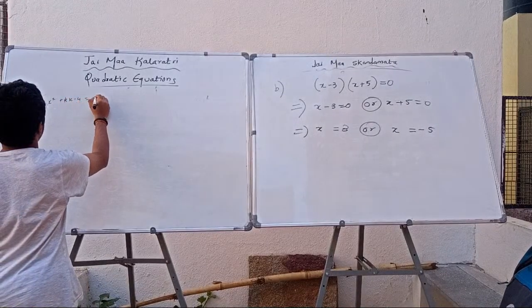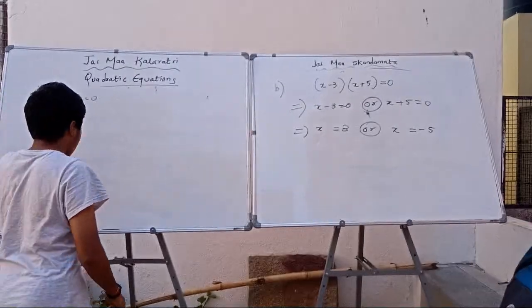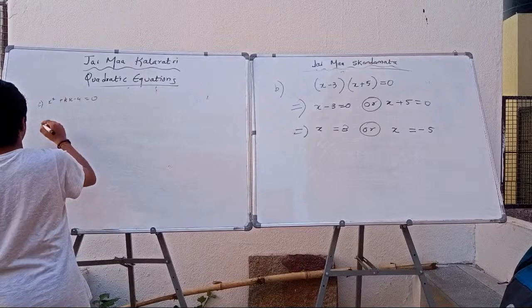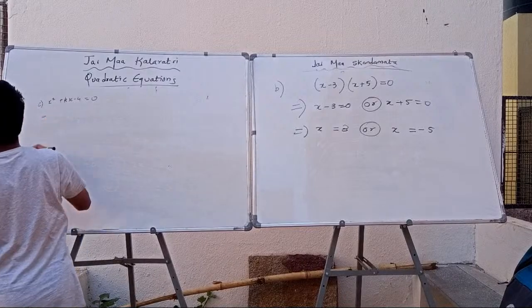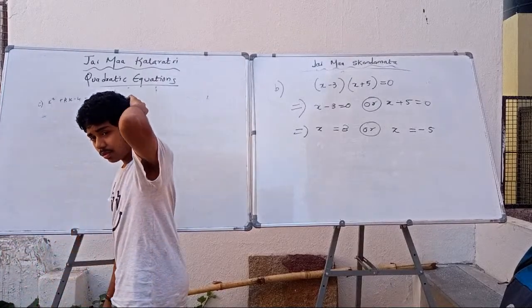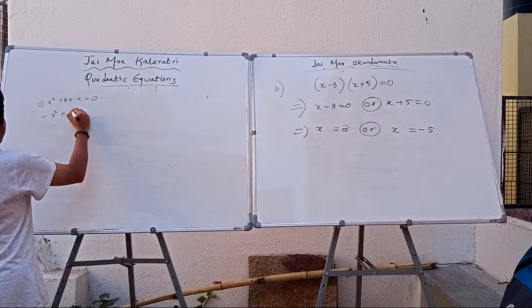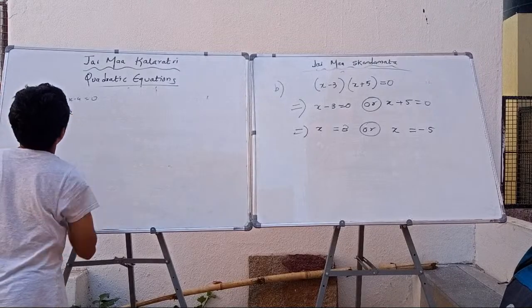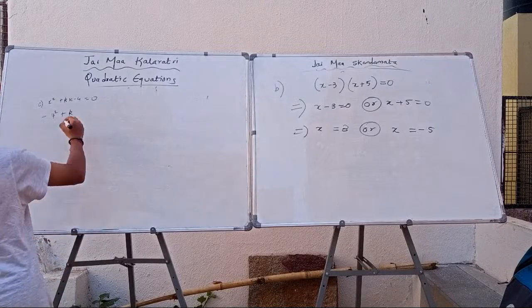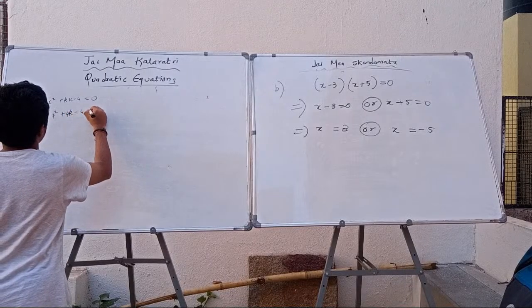X square plus kx minus 4 is equal to 0. Okay. And 4 is the root of the equation. So x will be 4. When x is 4, this equation is satisfied. So I write down 4 square plus 4k minus 4 is equal to 0.